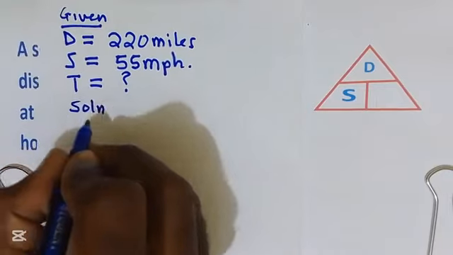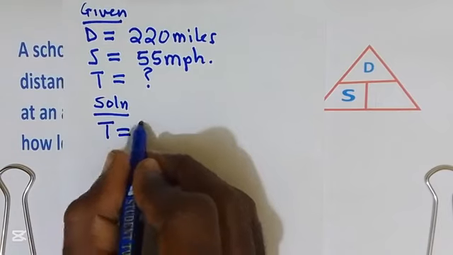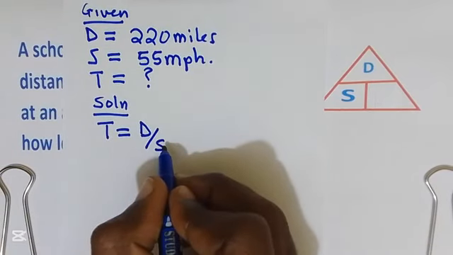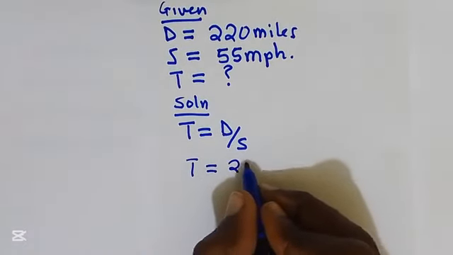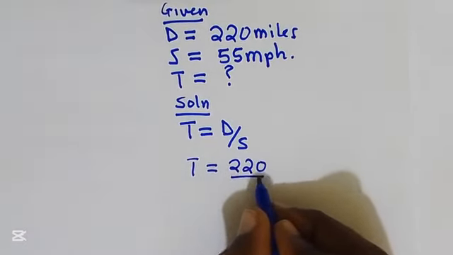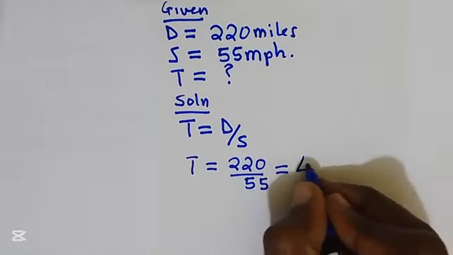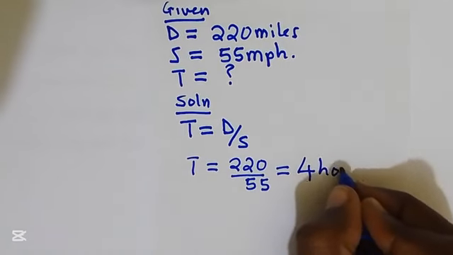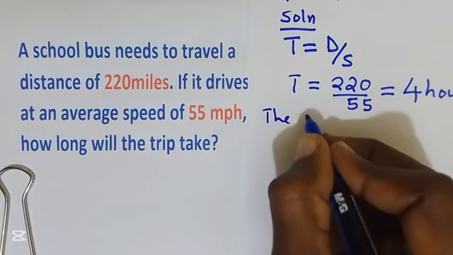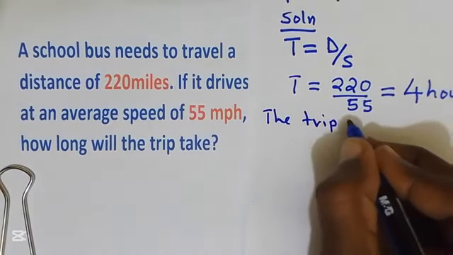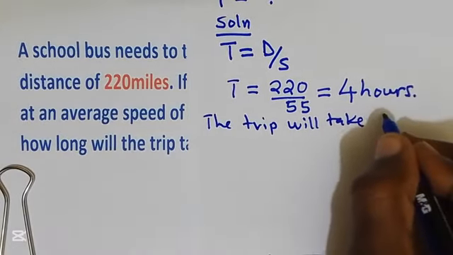Solution: time is equal to distance divided by speed. Time is equal to, our distance is 220 miles divided by 55. That will give us 4. This is hours. The trip will take 4 hours.